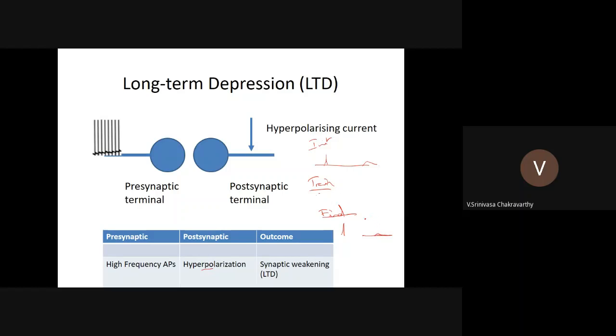Okay, so that low response will remain. So the synapses become weaker in the long term. That change remains for hours and even days. So this is called long-term depression.